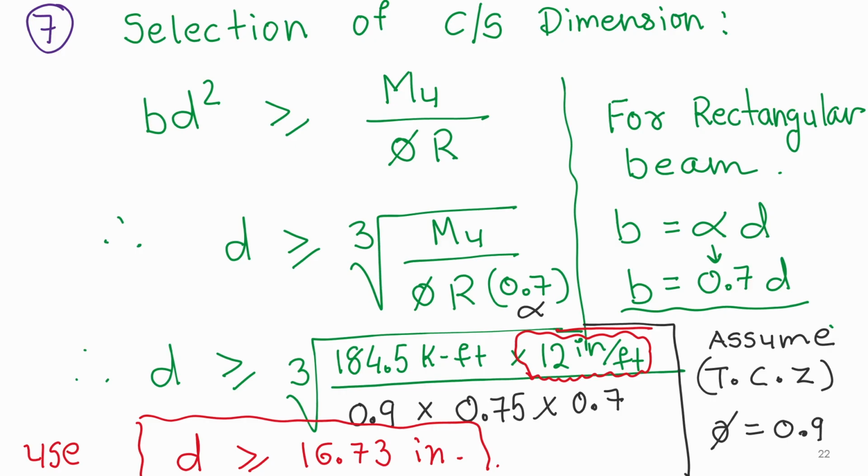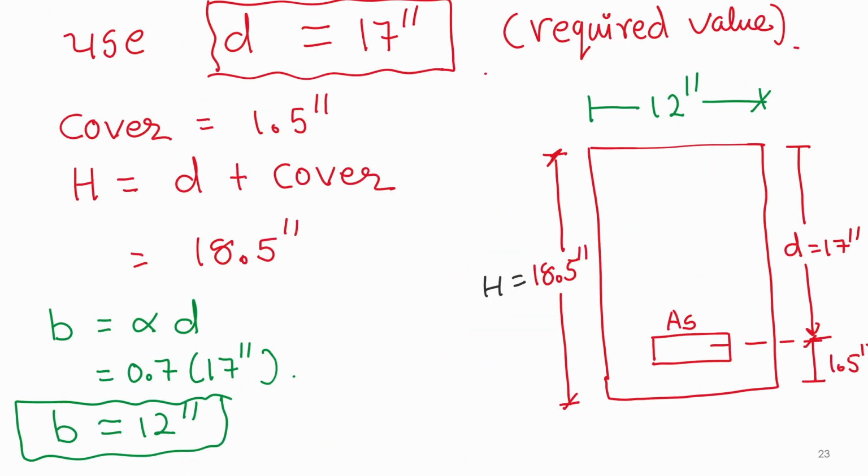Reinforcement index is 0.21 and reinforcement factor 0.75. So now we need to do selection of cross-section dimension with this reinforcement factor to determine the depth of the cross section. So we are using bd squared to be higher or equal to Mu over phi times R. With our value, we are using d to be higher than 16.73 inch.